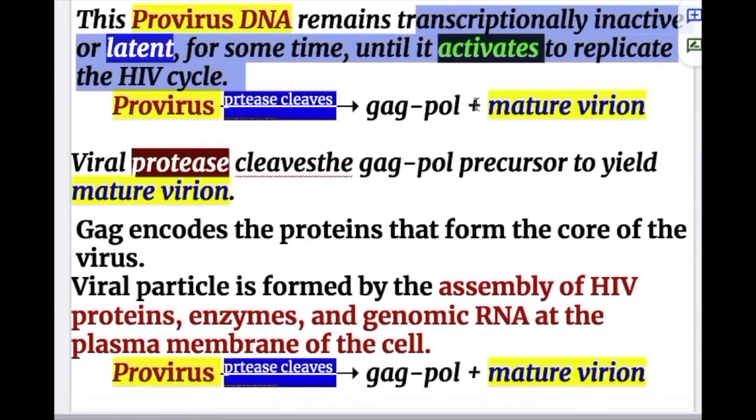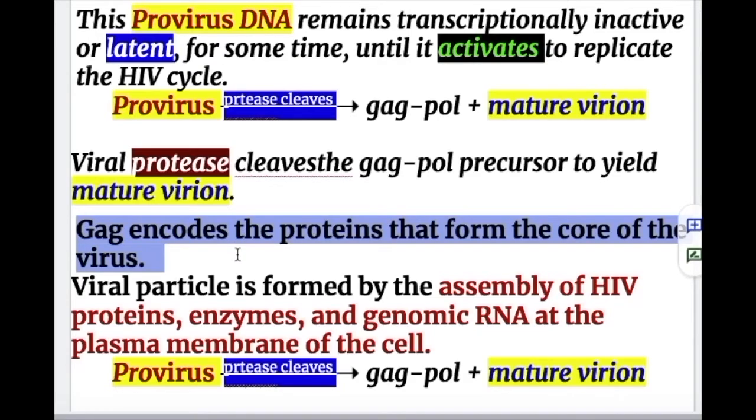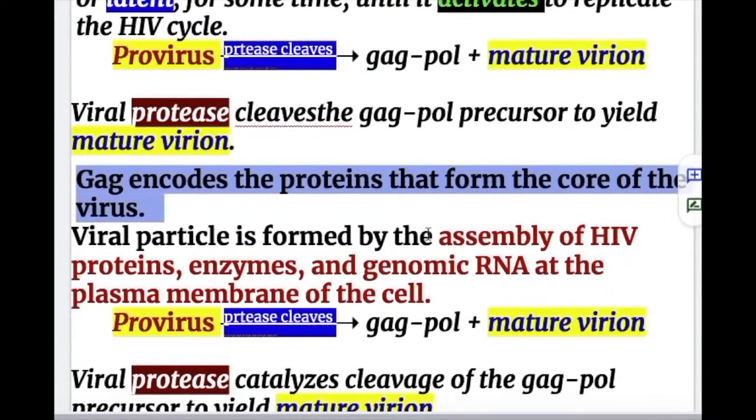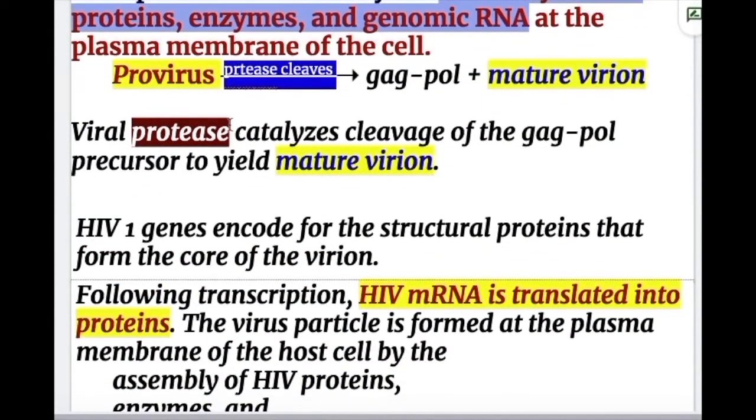So how does it release the mature virion? The other enzyme, protease, cleaves the gag-pol from the provirus and converts it into mature virion. See here, this one, protease cleaves the gag-pol to yield mature virion from provirus. So what does gag do? Gag encodes the protein that forms the core of the virus. So I repeat, viral particle is formed by the assembly of HIV protein, enzyme and genomic RNA at the plasma membrane of the cell, and the enzyme protease cleaves the gag-pol precursor to yield mature virion.